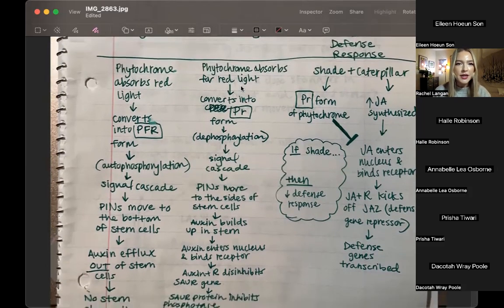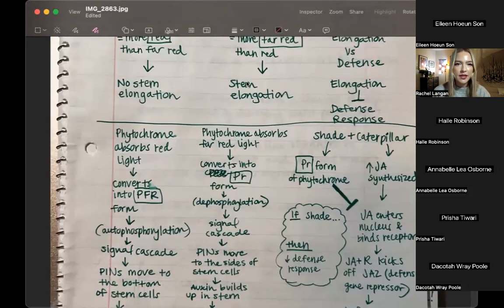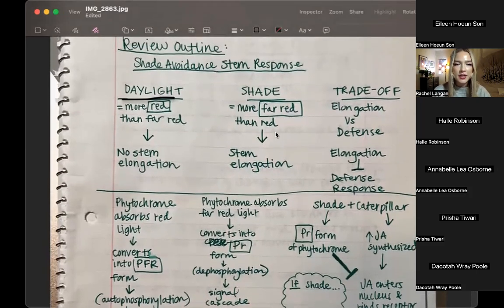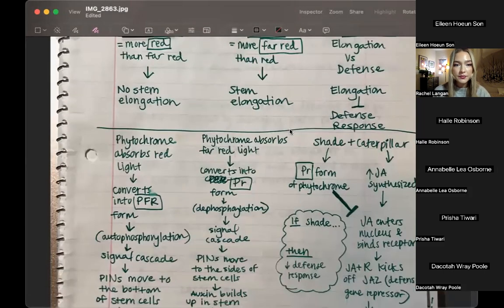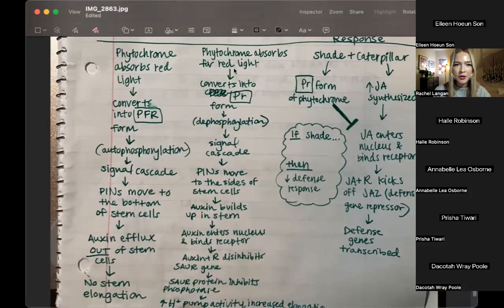Okay, so then what about when we have the case of shade? So in shade again, we're going to get more far red light, and that's going to lead to stem elongation. So in that case, the phytochrome absorbs far red light.